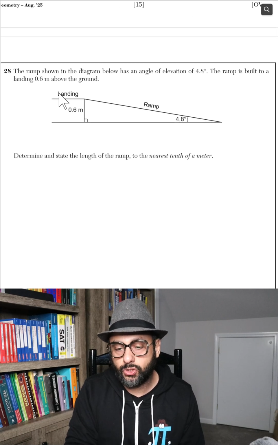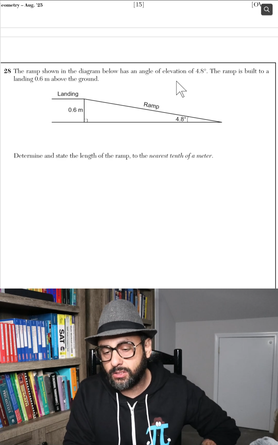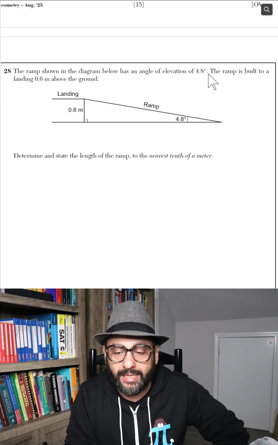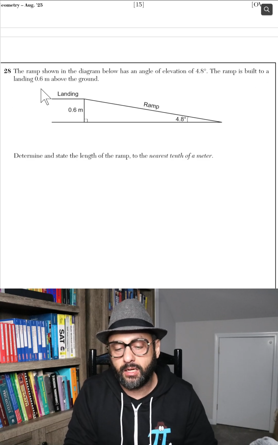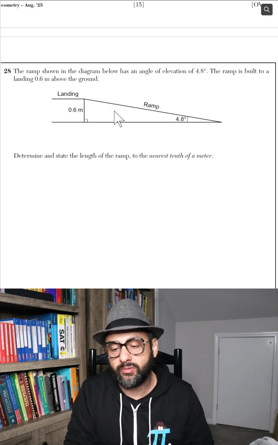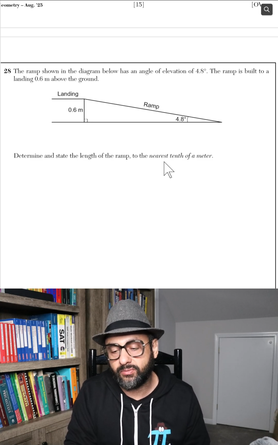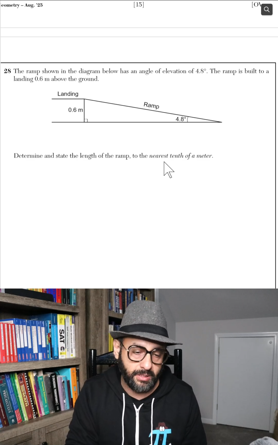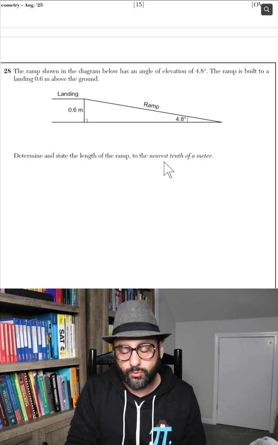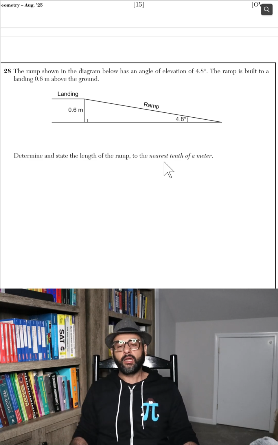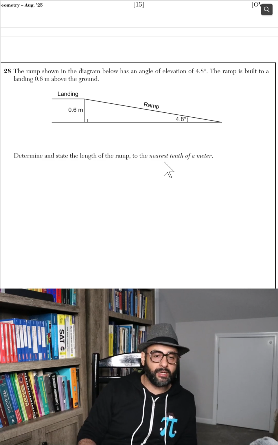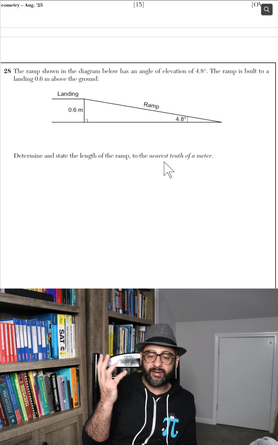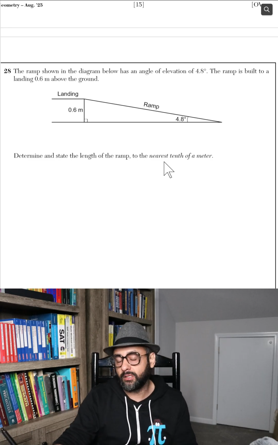The ramp shown in the diagram below has an angle of elevation of 4.8 degrees. The ramp is built to a landing 0.6 meters above the ground. Determine and state the length of the ramp to the nearest tenth of a meter. Now, this is one that's really tough to estimate, but if I chose a number that's just much bigger than 0.6, I might get lucky. I doubt that I would get that lucky, but if I did, well, then I get it.